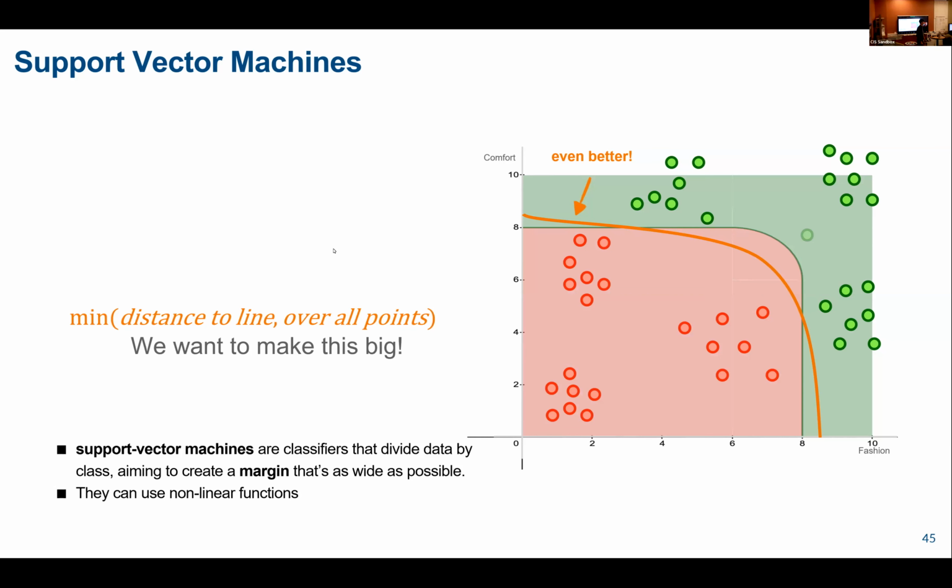Does anyone have any questions on either support vector machines or why I like pineapple pizza?